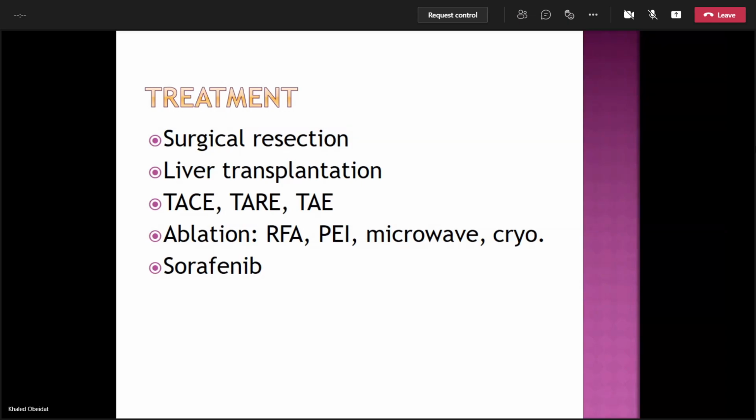Another palliative treatment is sorafenib, which is a tyrosine kinase inhibitor, which was used for renal cell carcinoma, but was found to be beneficial for hepatocellular carcinoma. It was found to improve survival for those who are not candidates for surgery. And this improvement in survival is statistically significant, so it can be used as a palliative treatment to prolong or extend the life for those with unresectable tumors.